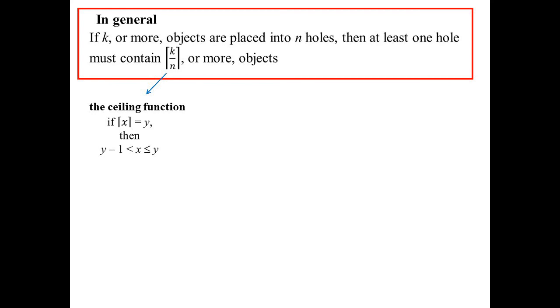That's called the ceiling function. And there's the definition of the ceiling function. If the ceiling function of x is equal to y, then x must be greater than y minus 1, but also less than or equal to y. It must be somewhere in between. That's what it's basically saying. In other words, it forces you to always round up regardless, so you never round down the number, which is why it's called a ceiling function, because you always round up.